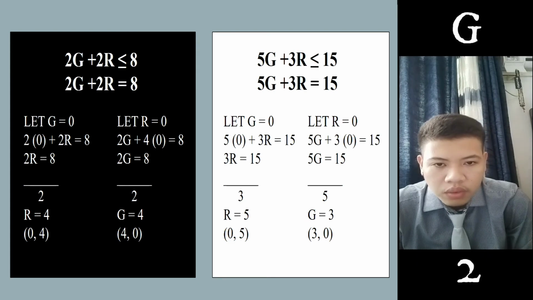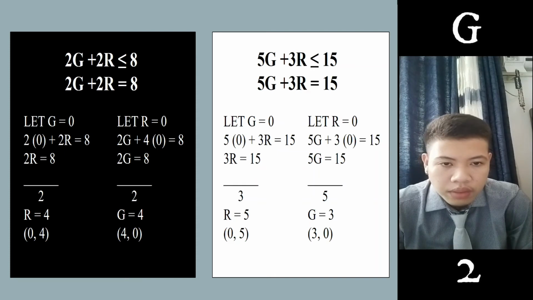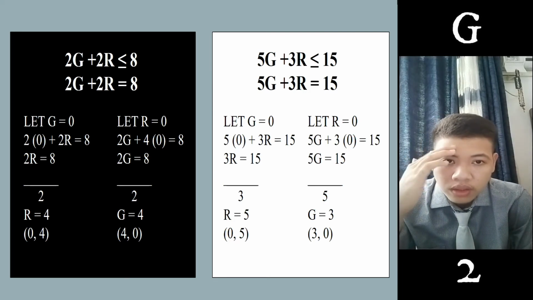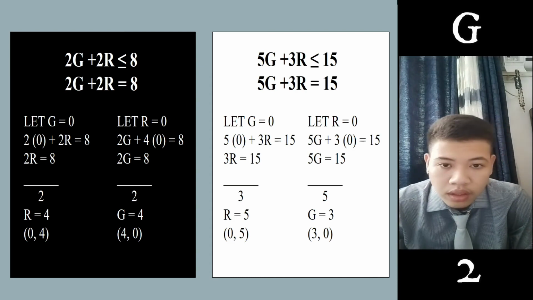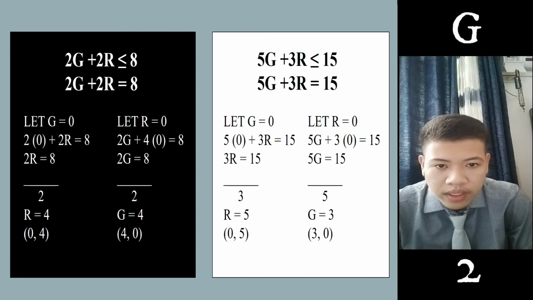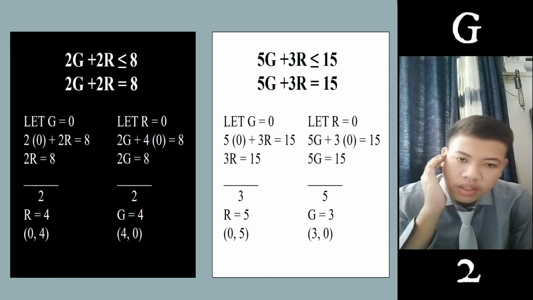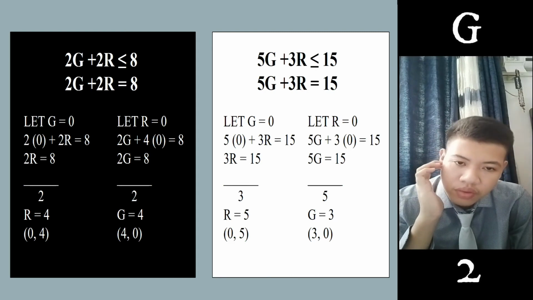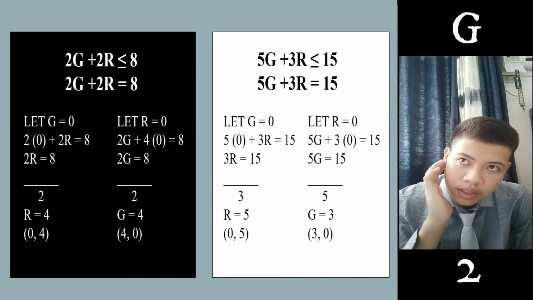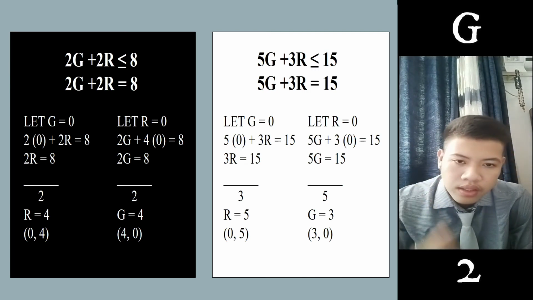In finding the g, we must let r be 0. This will turn into 2g plus 2(0) is equal to 8. And then it will form into 2g is equal to 8. And then to cancel the 2, you must form it into g is equal to 8 over 2, and then solve. The answer will be g equals 4, and the coordinate is (4, 0).